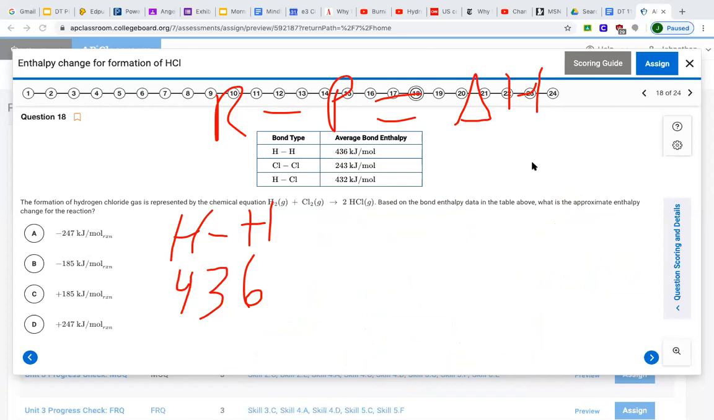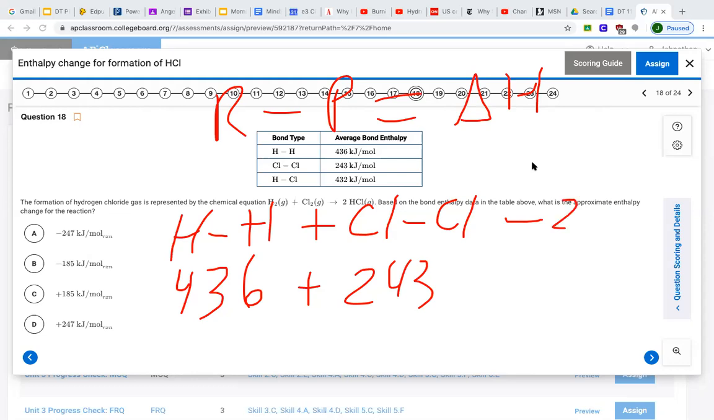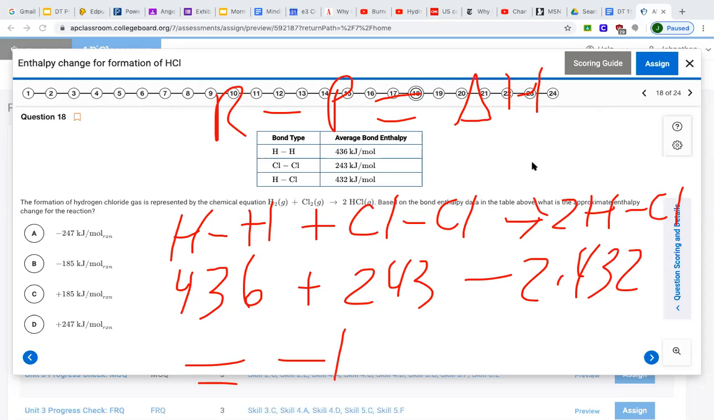So it takes 436 kilojoules to break that bond. And then we've got to add an additional 243 kilojoules to break the Cl-Cl bond. But when the HCl bonds form, we get 2 of them, right? And we're going to actually release 2 times 432 kilojoules per mole to produce those bonds. So when you do the math on that bottom line there, what you get is all of it equaling negative 185 kilojoules per mole.